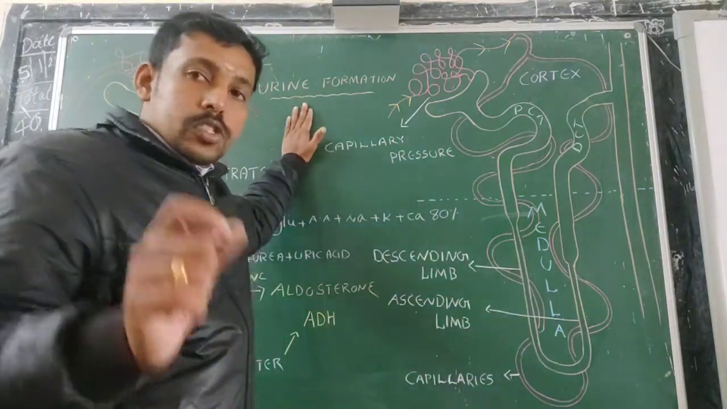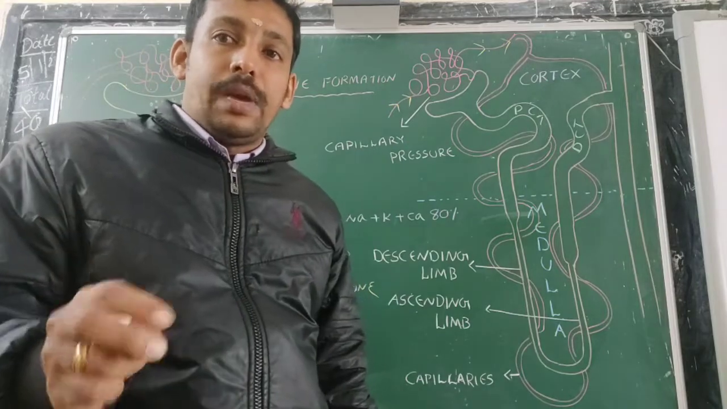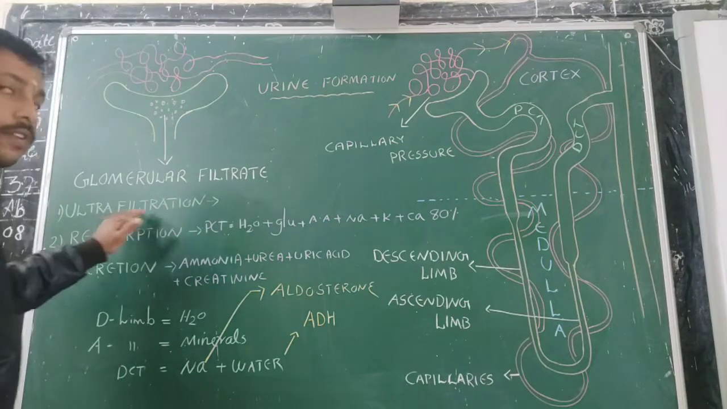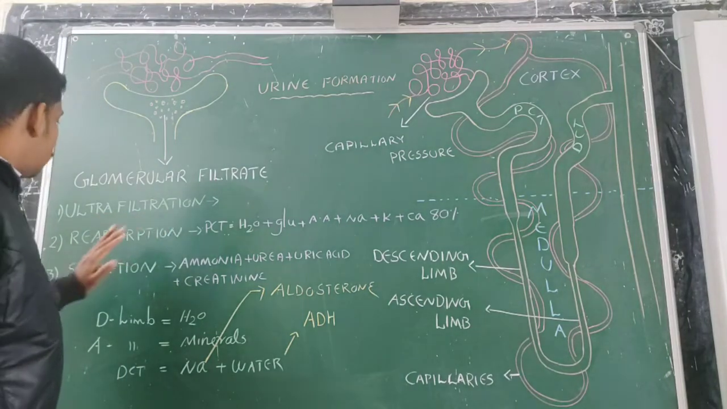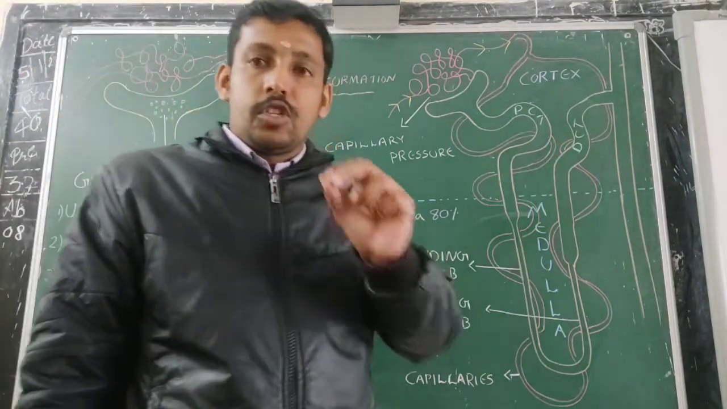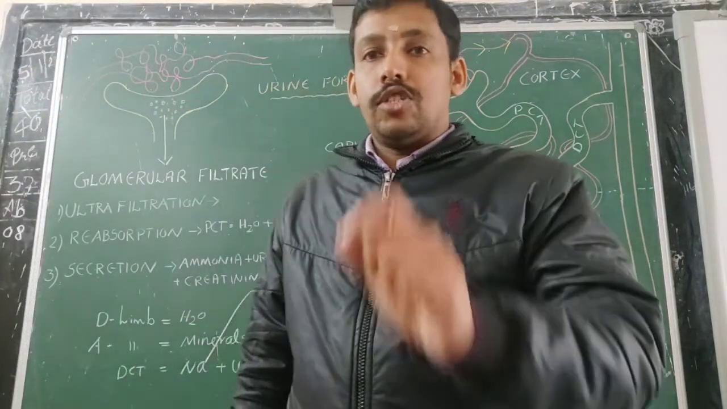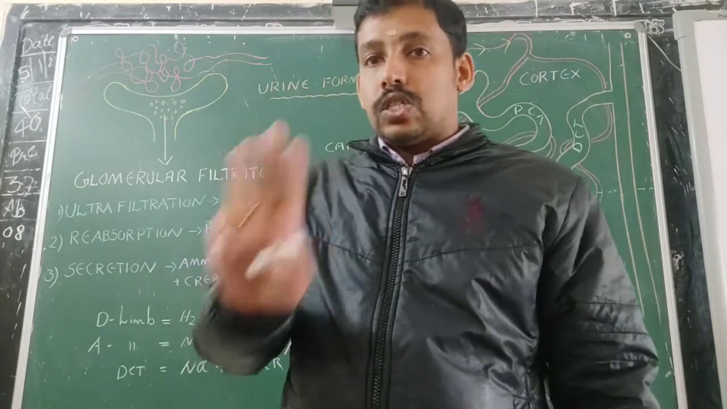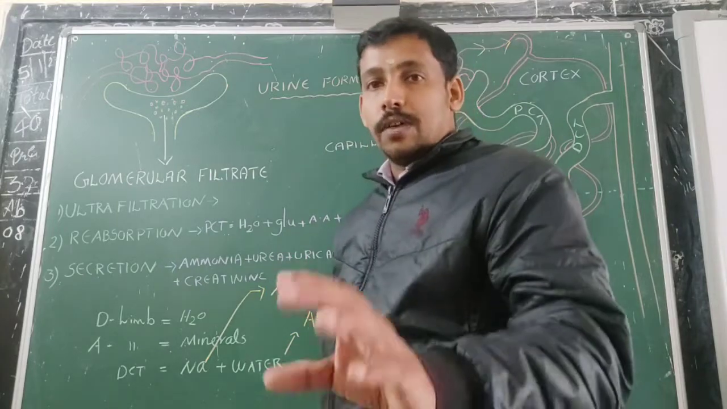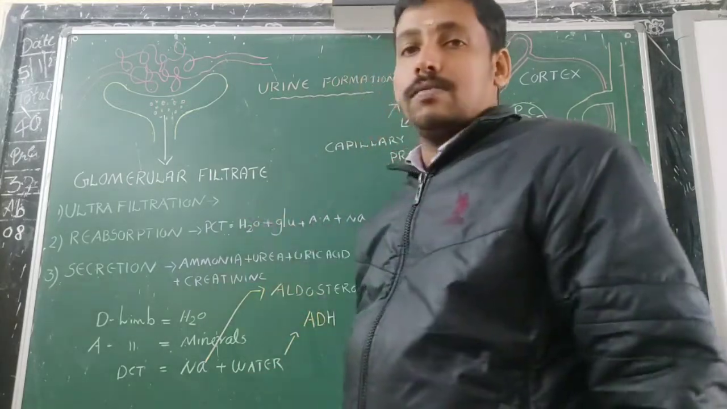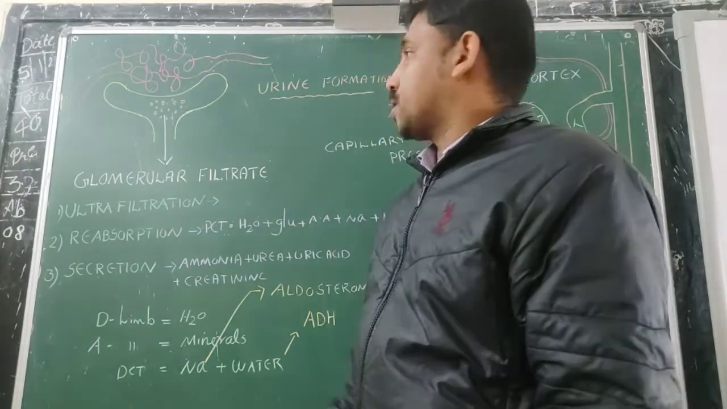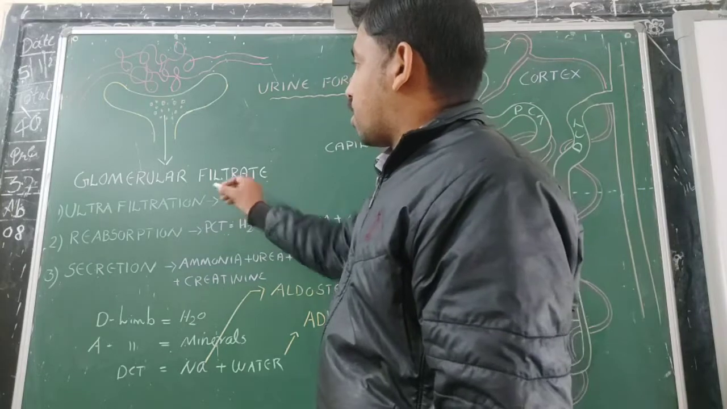The process of urine formation has mainly three steps. They are ultrafiltration, tubular reabsorption and tubular secretion. These are the three steps in urine formation. We have to have an idea regarding these three steps. So first we can talk about ultrafiltration.